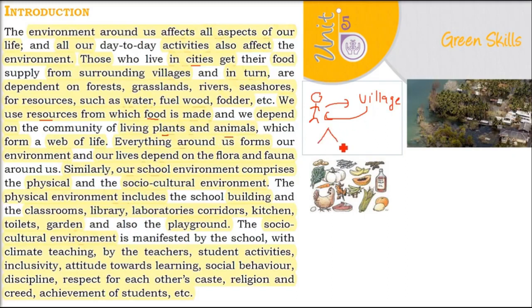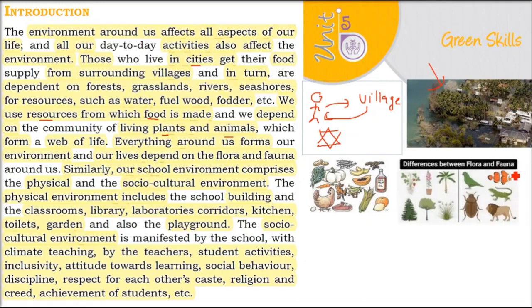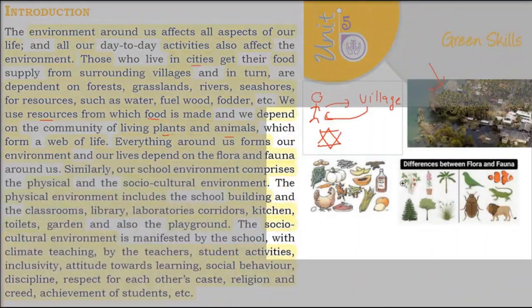So this is a web of life. How do we live? We are living, and there is a proper chain, a food chain, and our requirements also. Everything around us is environment. And we, as human beings, our lives depend on flora and fauna.